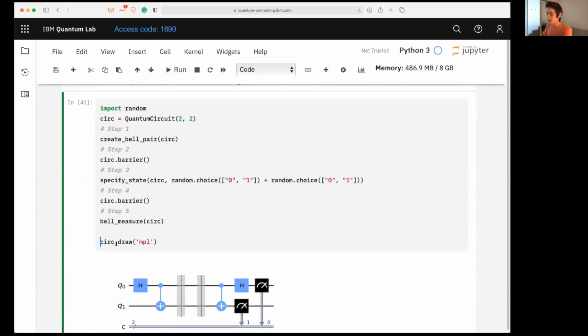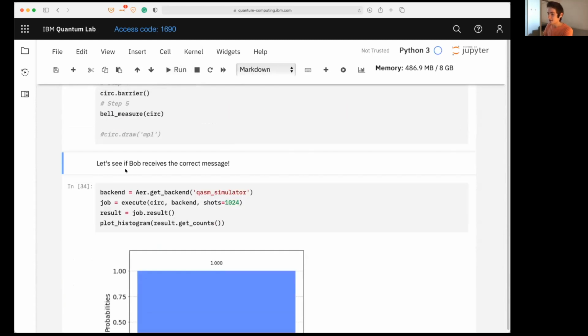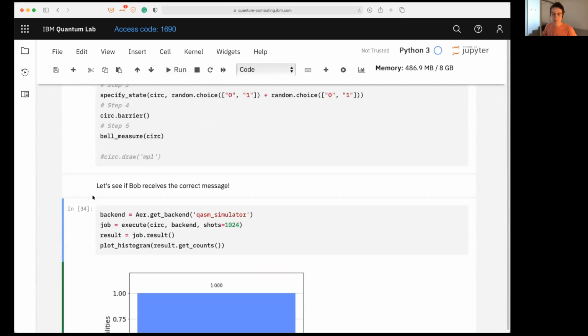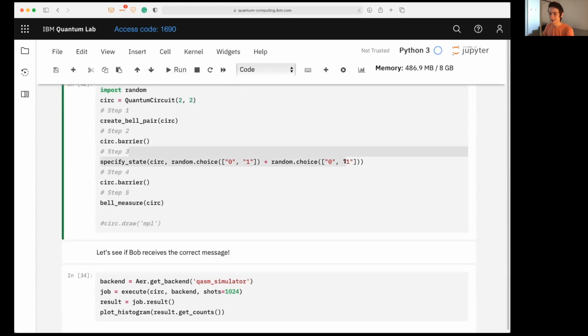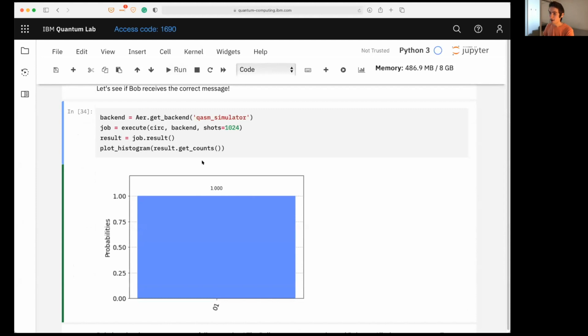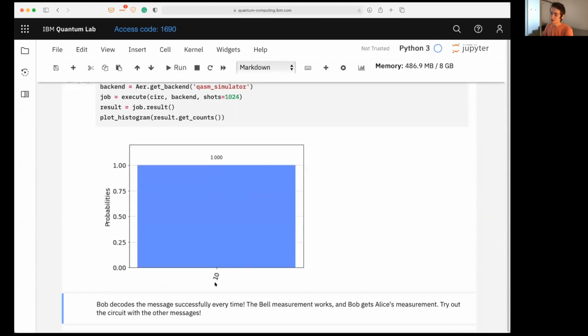And to make this a real mystery for ourselves, we could not draw the circuit, and generate some random circuit. This is more similar to what would really happen, right? From Bob's perspective, he doesn't know what Alice has done. So we do some random circuit, and then Bob only has this measurement step to figure it out. And it turns out here, Alice sent us a 1, 0.